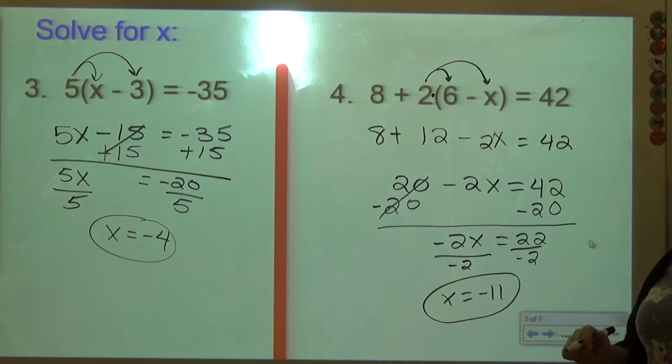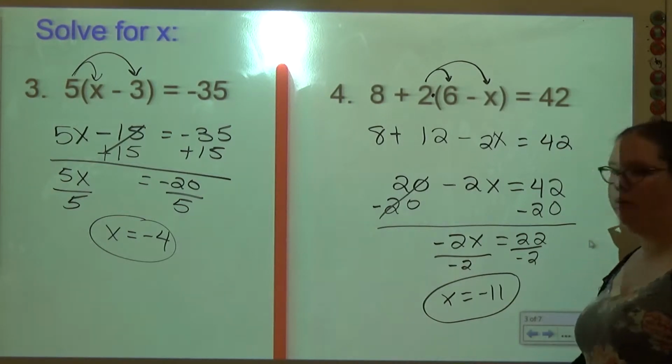So here's one that's slightly harder. And this is an important one. I use these a lot. Those really mess up my students, so I go over those a lot.